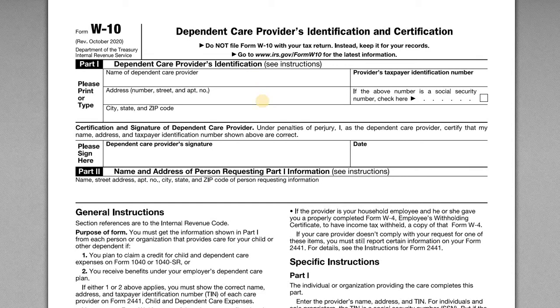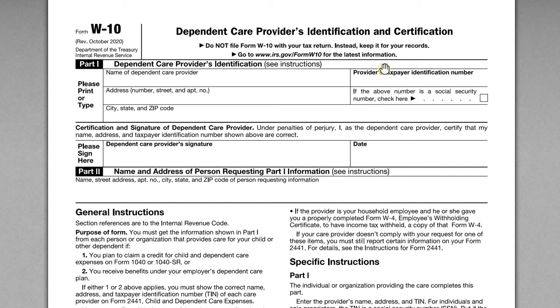send this form to the IRS, but you want to have this on file internally in case the IRS ever does audit the return or look at some of the elements and ask, okay, do you have proper documentation for all of this, right? Do you have the name of the provider, their ID number, and have they signed it, right? So, yeah, very important.